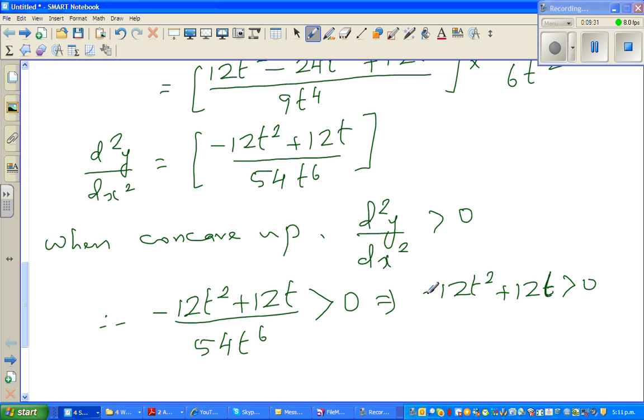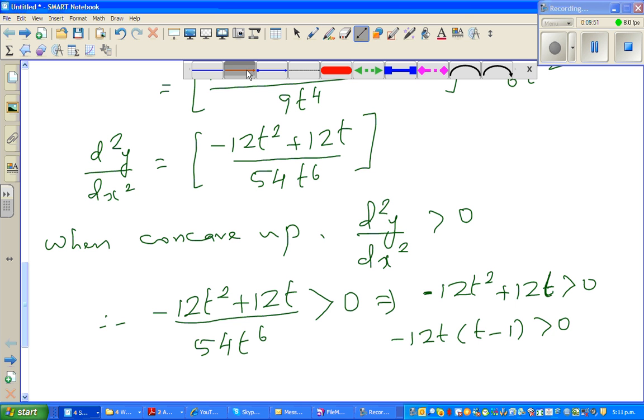Yeah, this is a quadratic equation. So when you graph this, let me factor out a minus 12t. If you factor out a 12t, you have t minus 1 is greater than 0. So I will first show you what this means graphically.